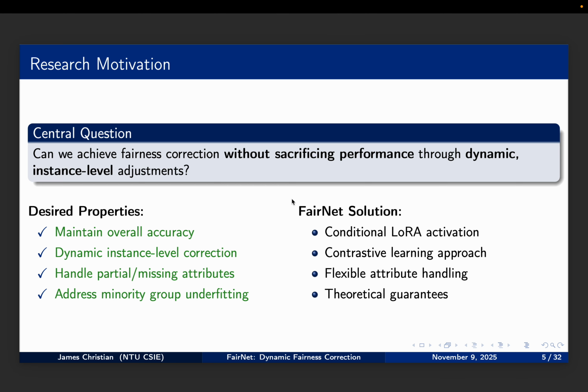This brings us to the research motivation. The central question is, can we achieve fairness correction without sacrificing performance through dynamic instance-level adjustment? The desired properties are: maintain overall accuracy, enable dynamic instance-level correction, handle partial or missing attributes, and address minority group underfitting. FairNet provides a solution through conditional LoRA activation, a contrastive learning approach, flexible attribute handling, and theoretical guarantees.